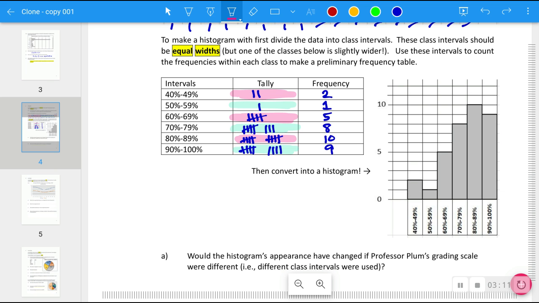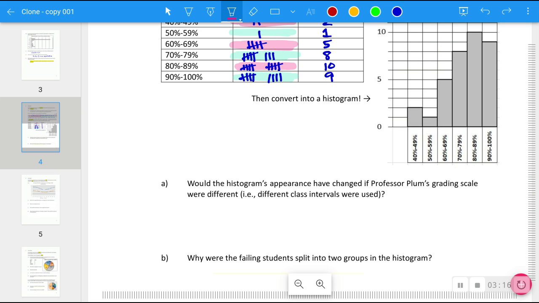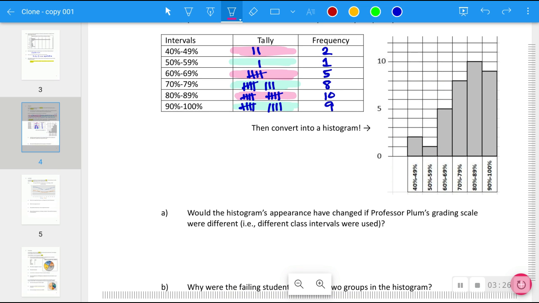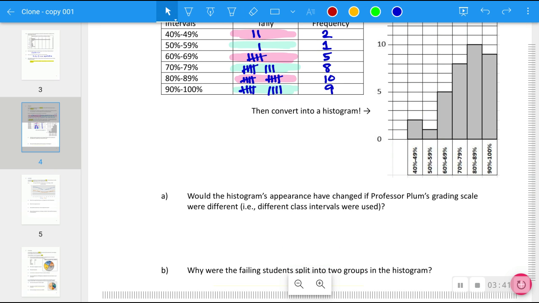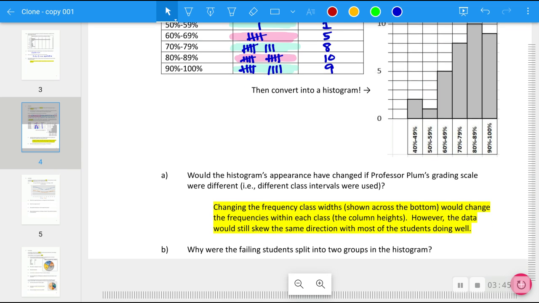Now we're going to use the histogram to answer some questions. Okay, would the histogram's appearance have changed if his grading scale changed? And the answer is yes. For instance, if you made a more generous interval, instead of 90 to 100 being an A, if you said 85 to 100 is an A, then there would have been more than 9 students getting that grade. So we're going to uncover the answer here. And I'll give you a minute to write that down.